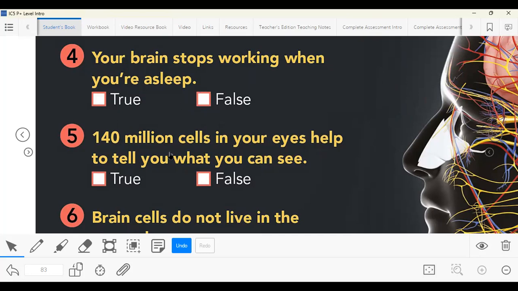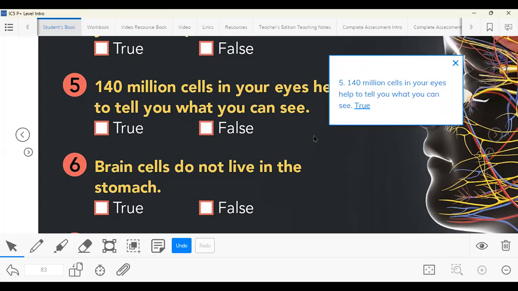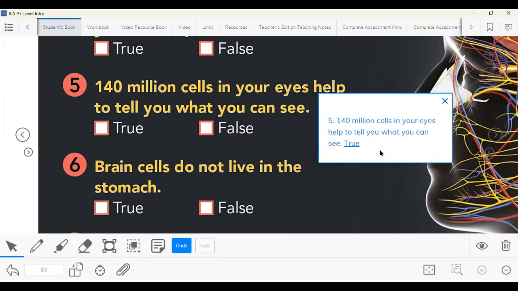140 million cells in your eyes help to tell you what you can see. What does cell mean, teacher? Similar to Spanish: células, cells. Okay, I think 140 million is too much. But I say true. You will say true. Okay. So it's not too much, Mr. Gomez. You see, it's true. 140 million cells.